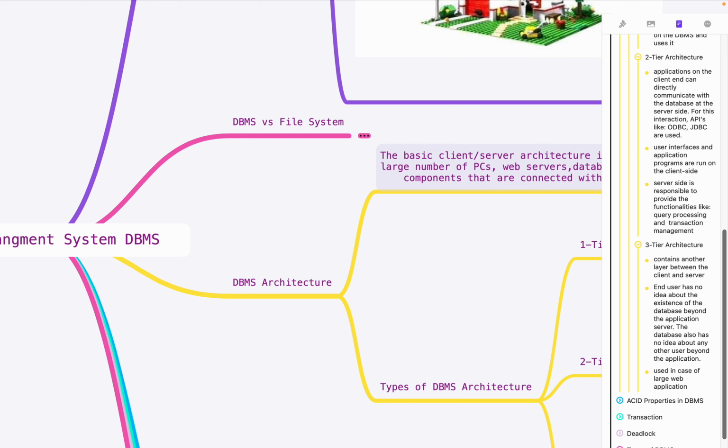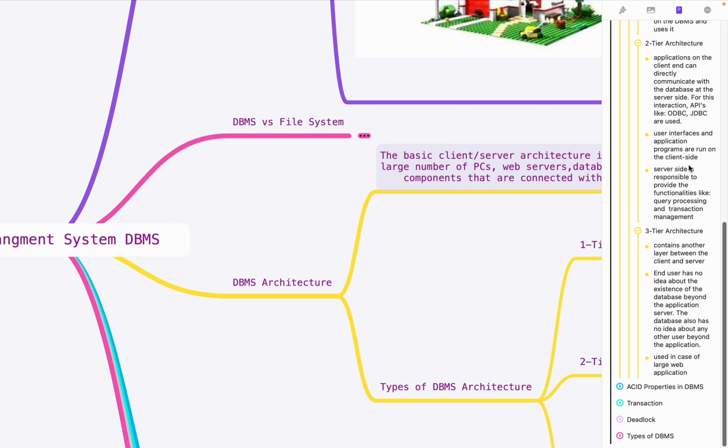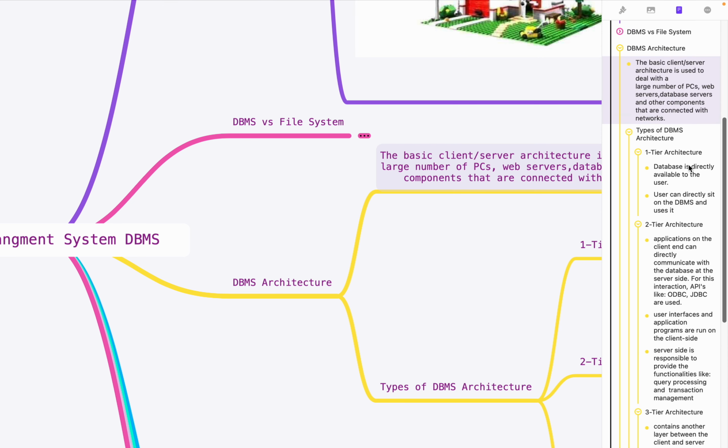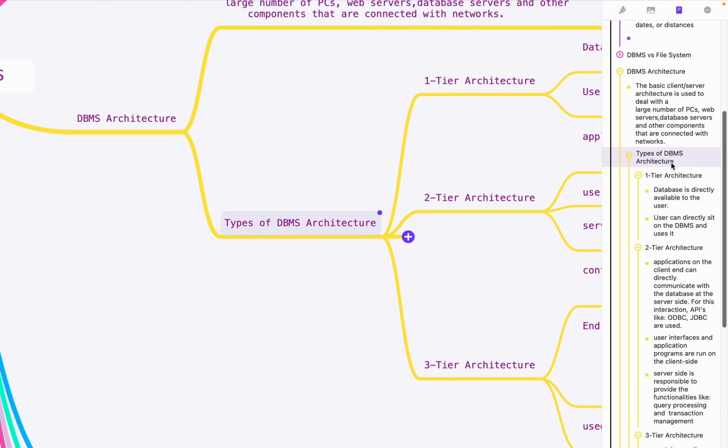Next, we have types of database architecture. There are three types of DB architecture: one tier, two tier, and three tier. In one tier, there is one client and one database, one server, I would say. The client usually sits directly on the database and can interact with the database itself.